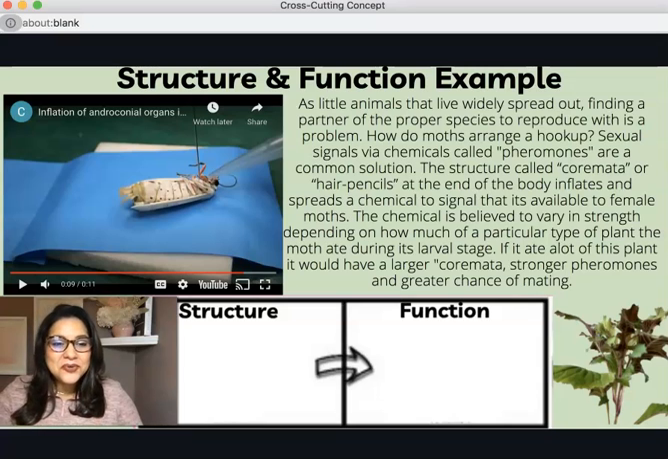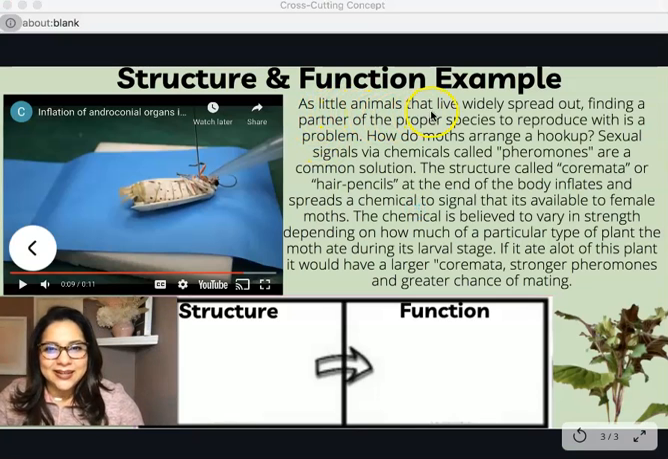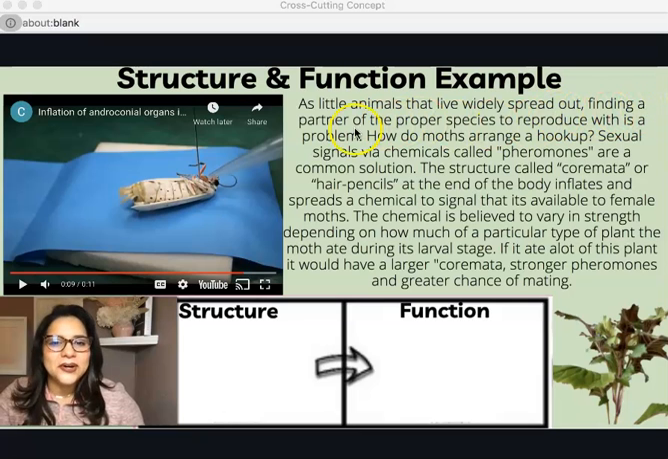All right, so now we're going to read together and gather data on the function of the structure we just saw. As little animals that live widely spread out, finding a partner of the proper species to reproduce with is a problem. How do moths arrange a hookup? Sexual signals via chemicals called pheromones are a common solution. The structure called chromatota, or hair pencils, at the end of the body inflates and spreads a chemical to signal that it's available to female moths.